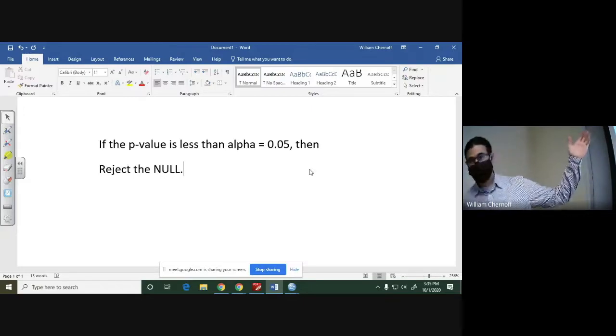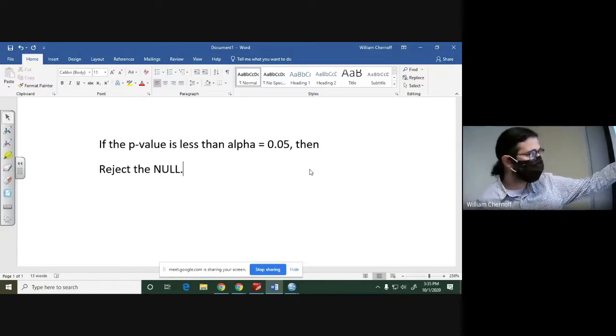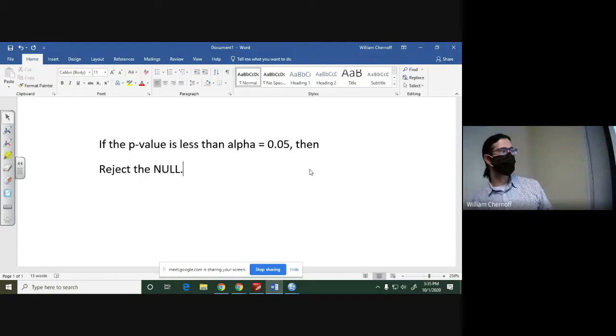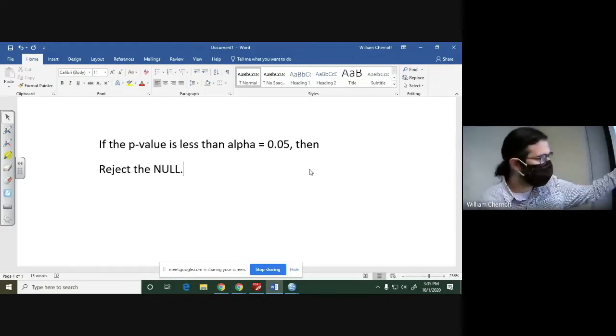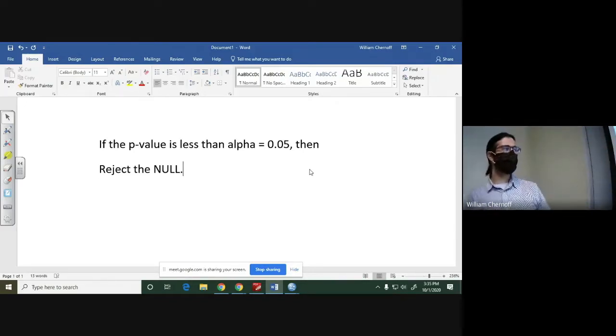So let's begin. If the p-value is less than alpha equals 0.05, then reject the null. Okay, let's do it one more time. If the p-value is less than alpha equals 0.05, then we reject the null.